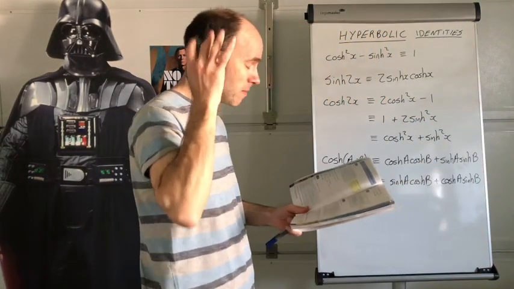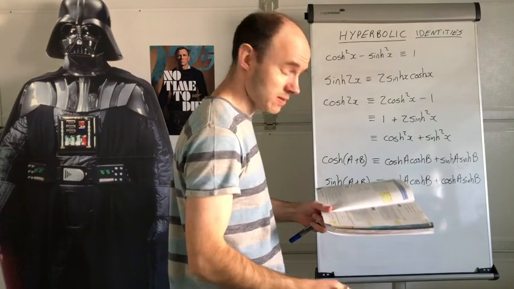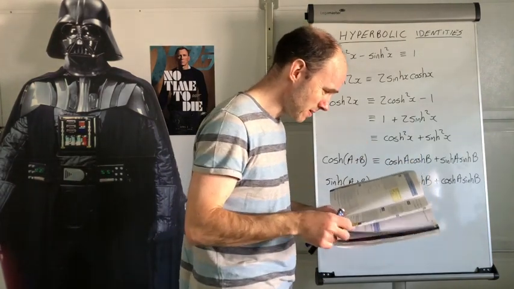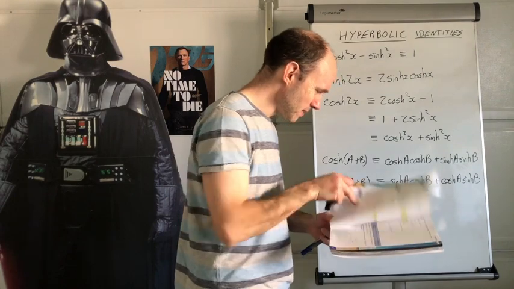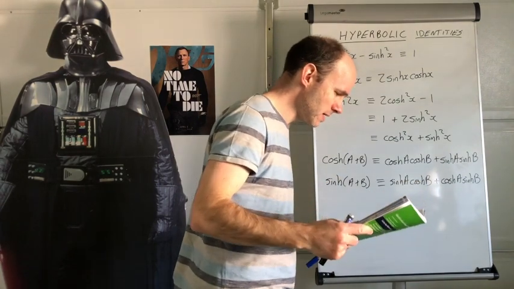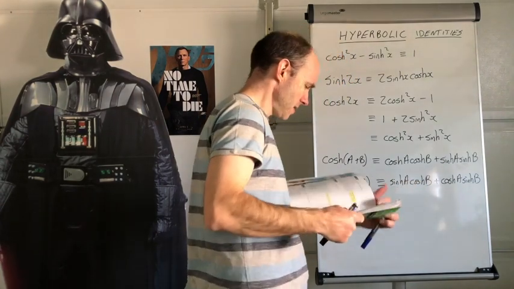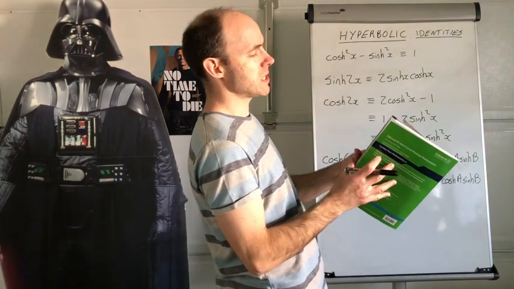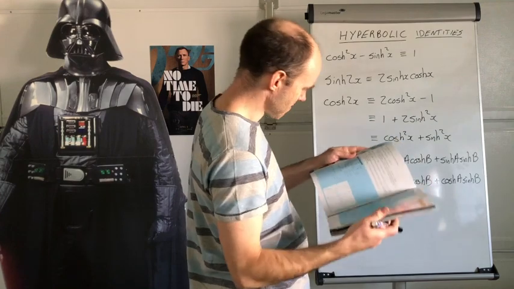I've got a memory thing with the tan one, the tan 2a, and the tan a plus b. I never remember that. Okay, let's try and find out where that is. Here we are. No, that's not the one I wanted. No, not the identity I'm looking for. Let's just go to the back.